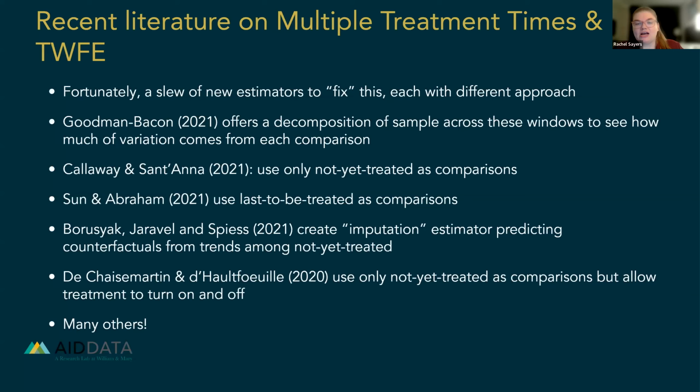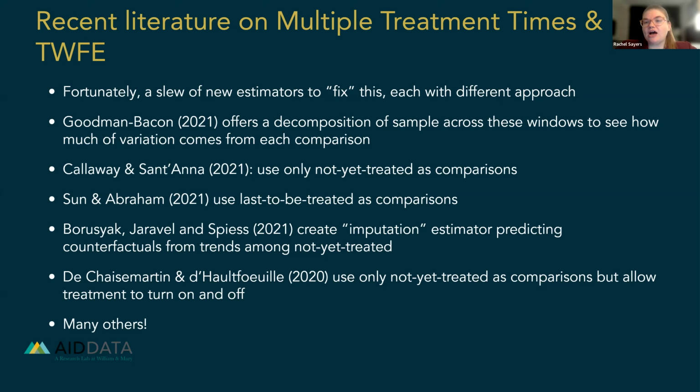So moving on, we have a lot of new literature that tries to fix this problem. There are a lot of really great papers that have come out in the last couple of years that offer different solutions to this. We've listed a few, but it's not exhaustive. Goodman-Bacon tries to address this problem by decomposing the sample across the windows. This allows us to see how much variation comes from each comparison that we just talked about, so let's essentially understand where the variation is coming from.